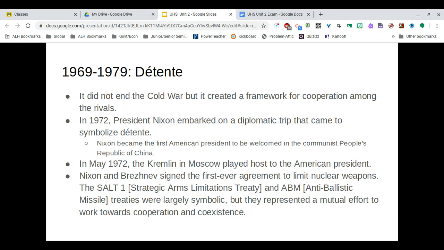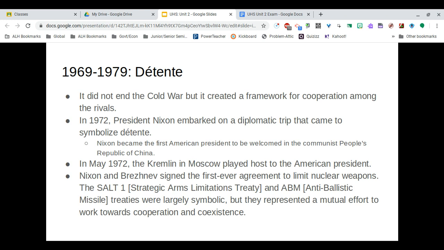But of course, not to be offset by China, the Kremlin in Moscow, which is the government of Russia, the Soviet Union, invites Nixon to go to the Soviet Union. So later on in the same year, he becomes the first president to go to the Soviet Union, and they start to sign a couple agreements to limit nuclear weapons.